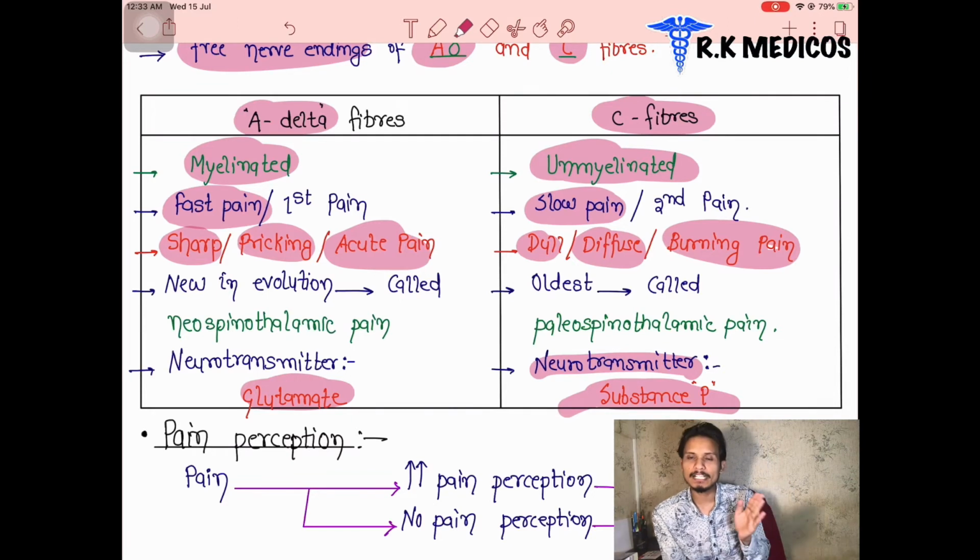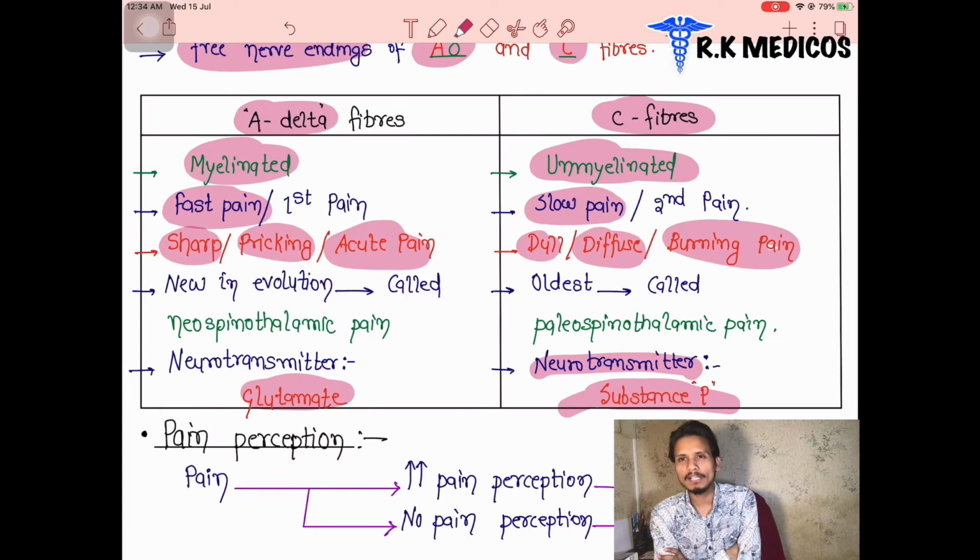These ascending tracts have several names. The fibers that carry pain from the spinal cord to the brain are called the spinothalamic tract. Basically there are two types, paleo and neo. The neo one is new; it evolved over time and is highly advanced. That's why it carries the impulses very fast, the stabbing pain, the sharp pricking. That's why it is called the neo spinothalamic tract, because it is new during evolution.